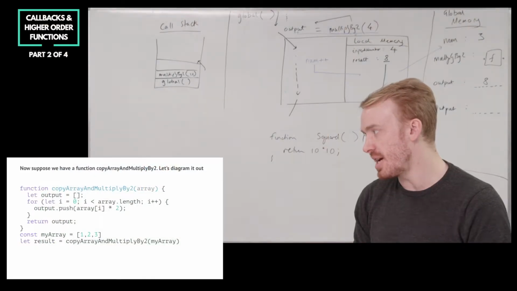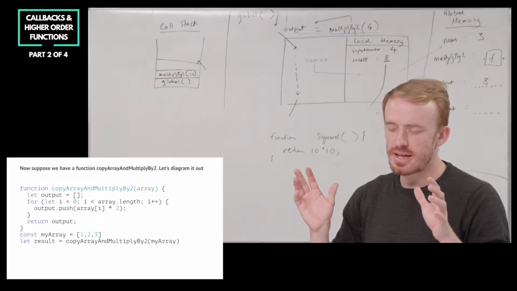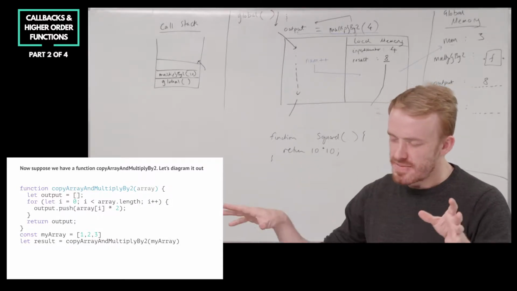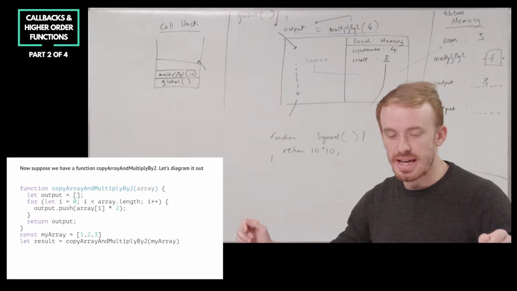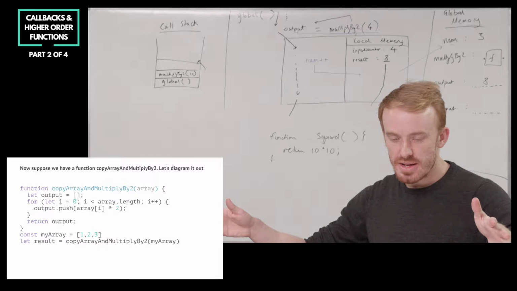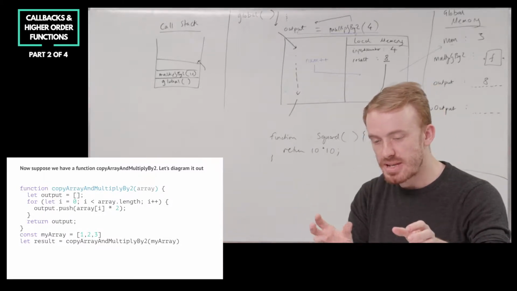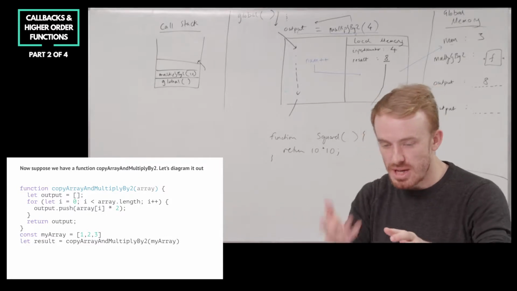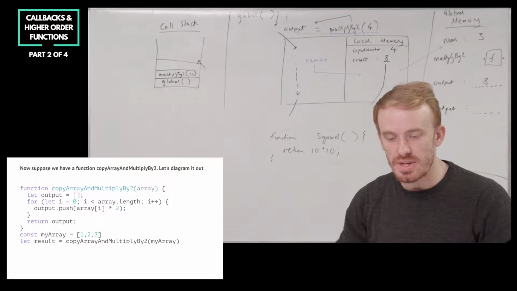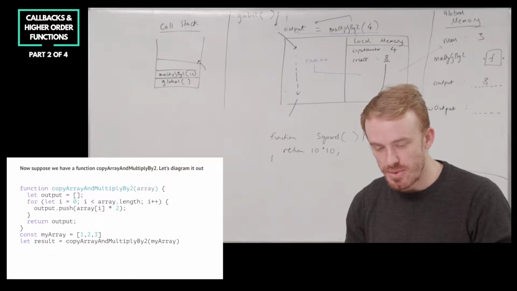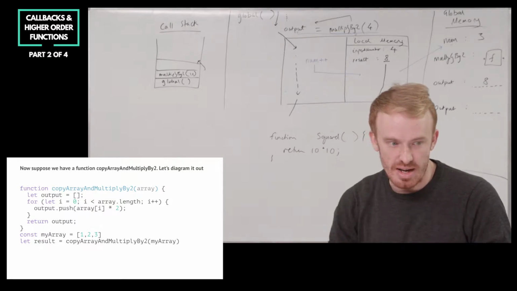We're going to start with this function here, copy array and multiply by 2. A function that's going to take in some list of data, 1, 2, 3, 4, 5, 6, 7, whatever, and then having created a brand new empty array, it's going to take each of those numbers, double them, multiply them by 2, and push them to that new array. So we end up with a brand new array with each of those input numbers doubled.